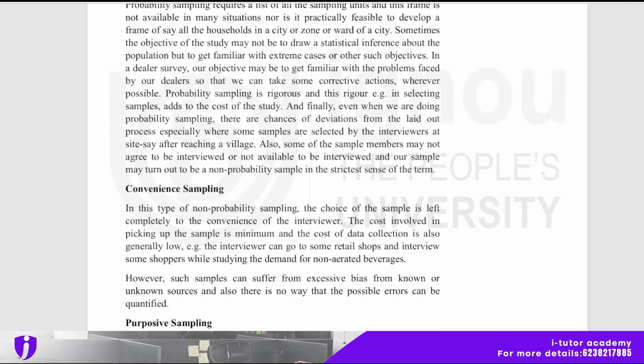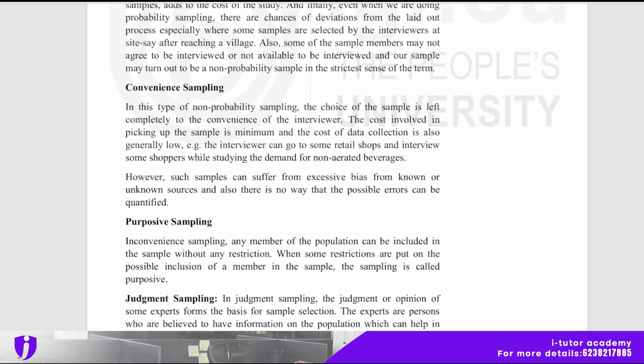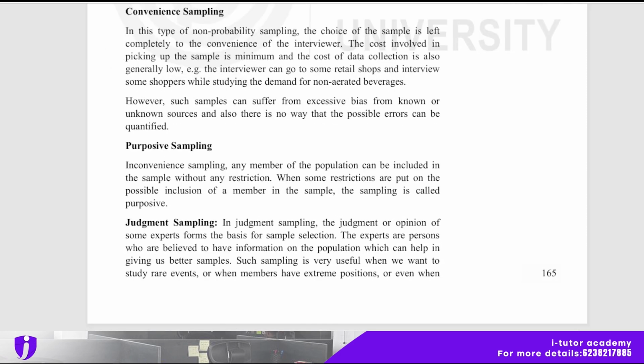Convenience sampling. In this type of non-probability sampling, the choice of the sample is left completely to the convenience of the interviewer. The cost involved in picking up the sample is minimum and the cost of data collection is also generally low. For example, the interviewer can go to some retail shop and interview some shoppers while studying the demand for non-aerated beverages. However, such samples can suffer from excessive bias from known or unknown sources, and also there is no way that the possible errors can be quantified.